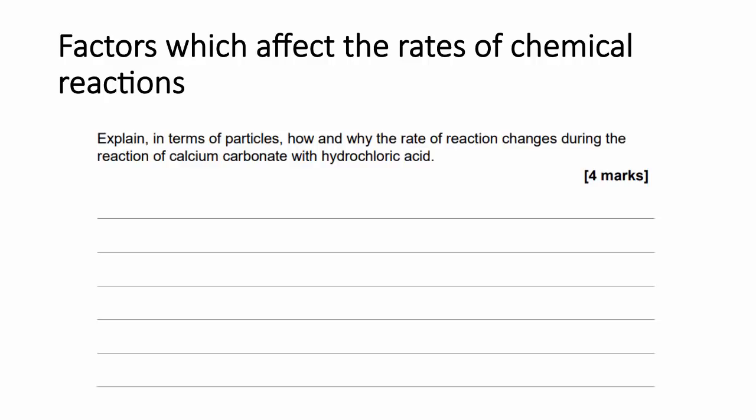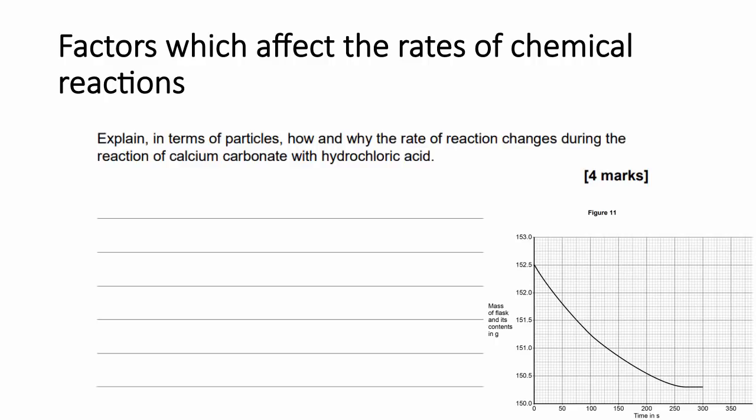Here we have another worked example from the specimen paper of the new spec. Explain in terms of particles how and why the rate of reaction changes during the reaction of calcium carbonate with hydrochloric acid. And to help, I've added in the graph that was given in the question.